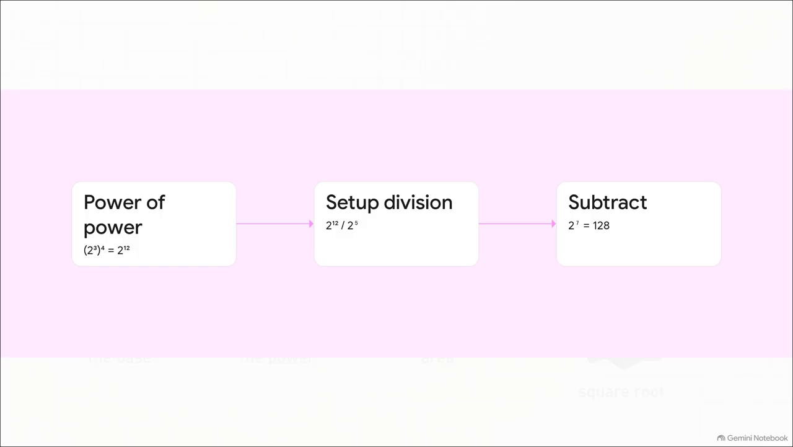Step 2. Set up the division. We now have 2 to the 12th divided by 2 to the 5th. Step 3. Apply the division rule. Since the bases are exactly the same, we just subtract the exponents.